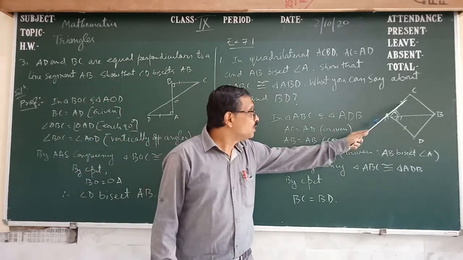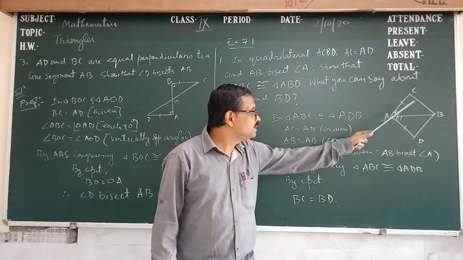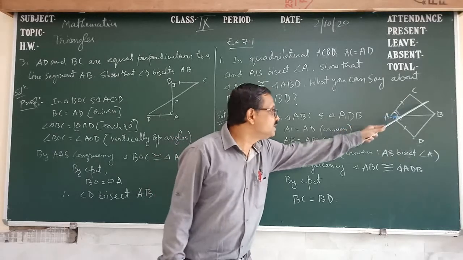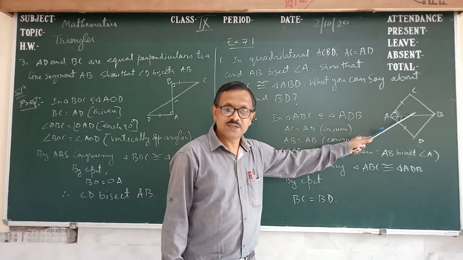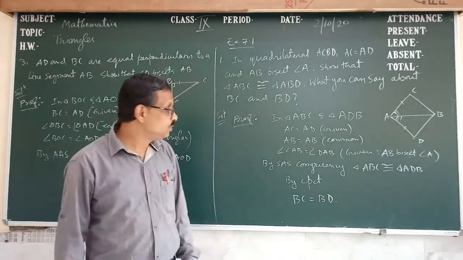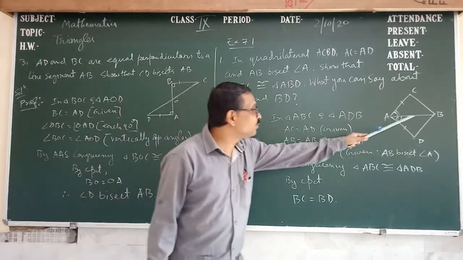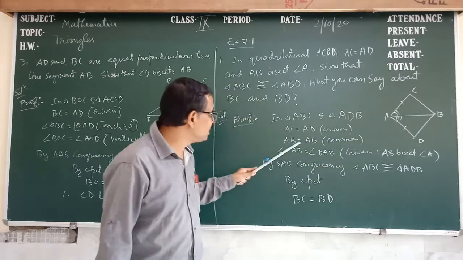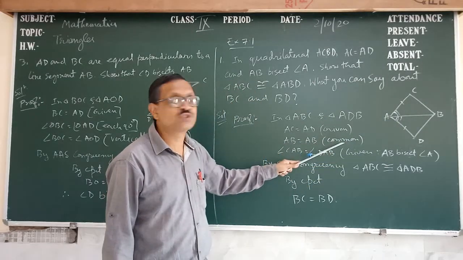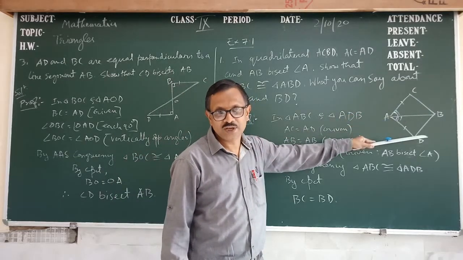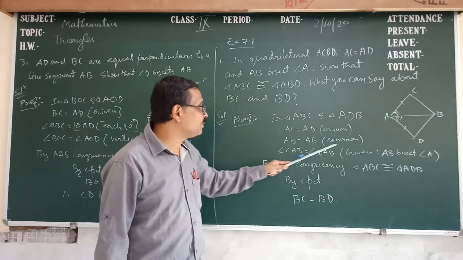Now look, this is one triangle ABC, this is another triangle ABD. Here it is AC, BC, and AB. These are the three sides. Here it is AB, AD, and BD. Then we know that AB is here for this triangle also. So AB is equal to AB, common side.